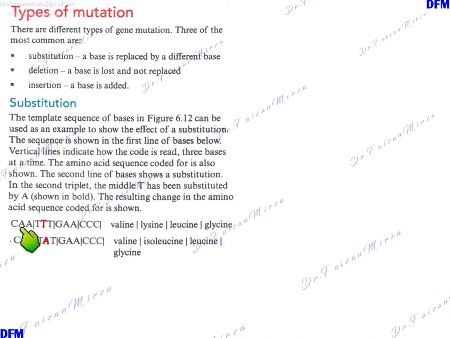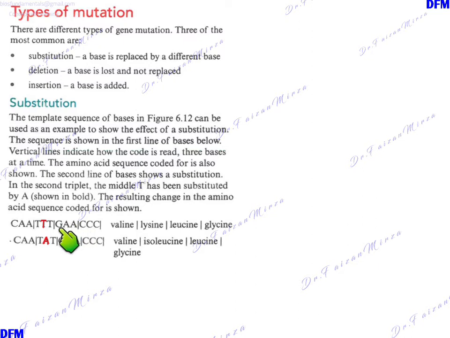Since a codon is a triplet of bases, there is a first position, a second position, and a third position. The first position of the first codon is C, the second position is A, and the third position is occupied by A. So this is the first codon. Coming to the second codon, the first position is occupied by the nucleotide T, the second by T, and the third by T again. So for every codon, there are three positions.